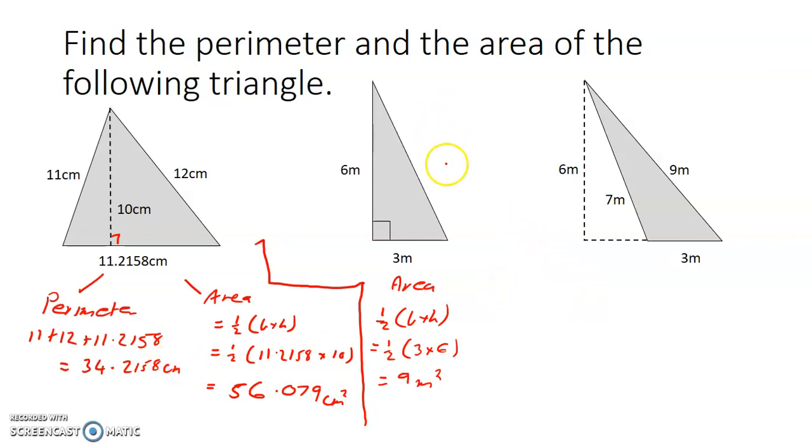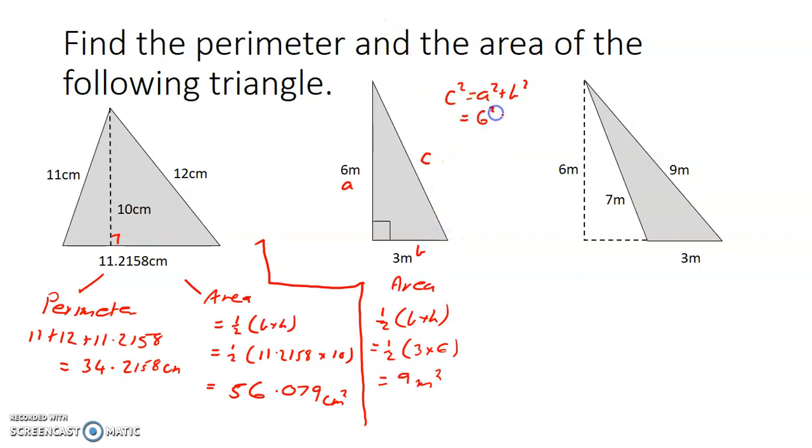Now perimeter can be a little bit more difficult because we need to know the 3 sides. At the moment, we don't know this side here. So that's where we need to go through our other skills and think, okay, can we find that side? Now I know this is a right angle triangle. So if it's a right angle triangle, I know Pythagoras works, so I'm going to do that up here first. And get c squared is a squared plus b squared. So I'm going to call this one a and this one b. It doesn't matter as long as my hypotenuse is labelled as c.